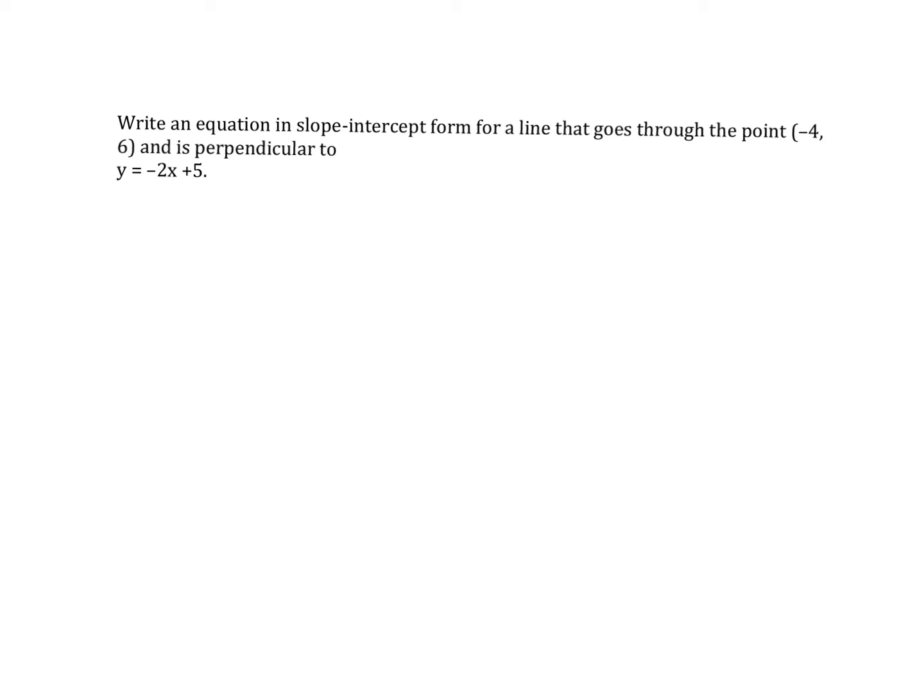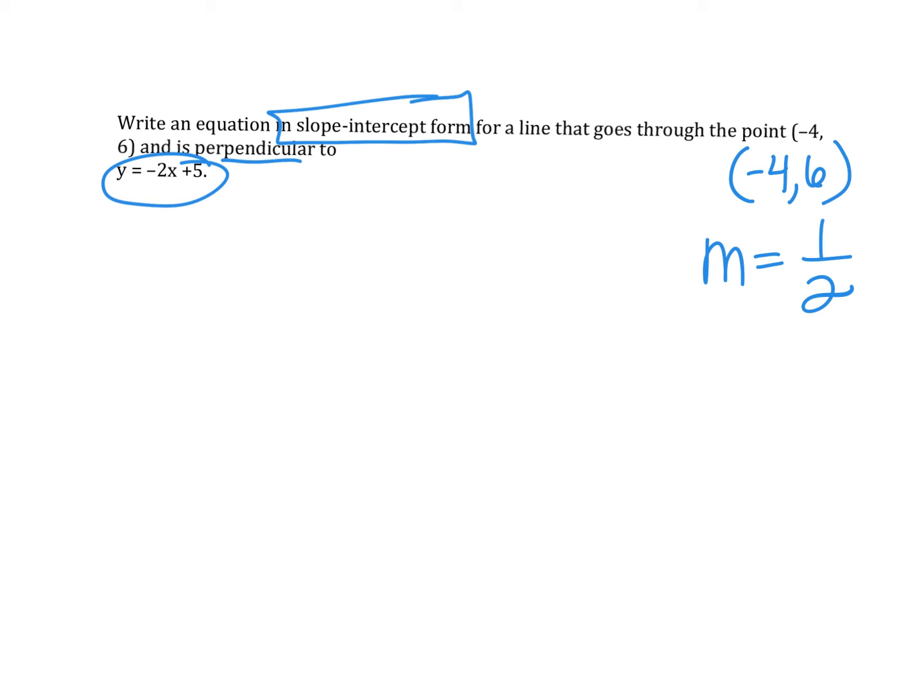Okay, so here we're trying to hit this point -4, 6. It kind of just got split up funny. And we want to be perpendicular to this line. So we'll need to use a slope of a +1/2, the opposite reciprocal. And it says to write it in slope-intercept form.